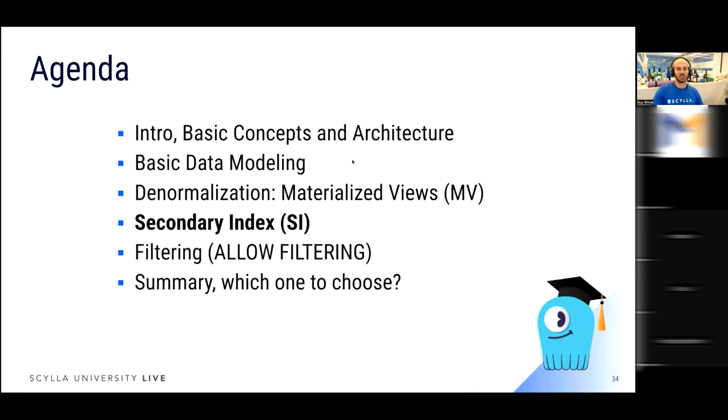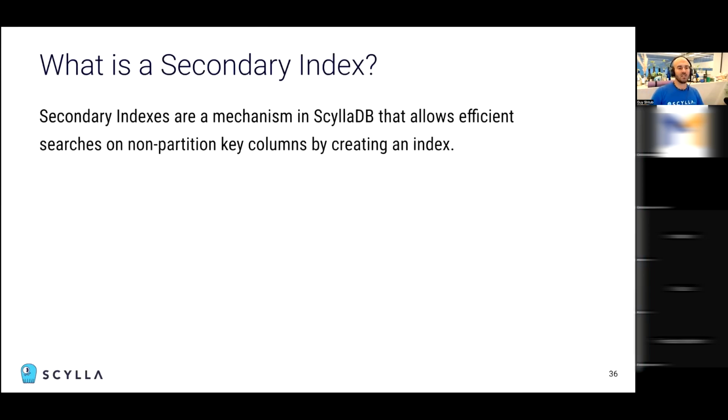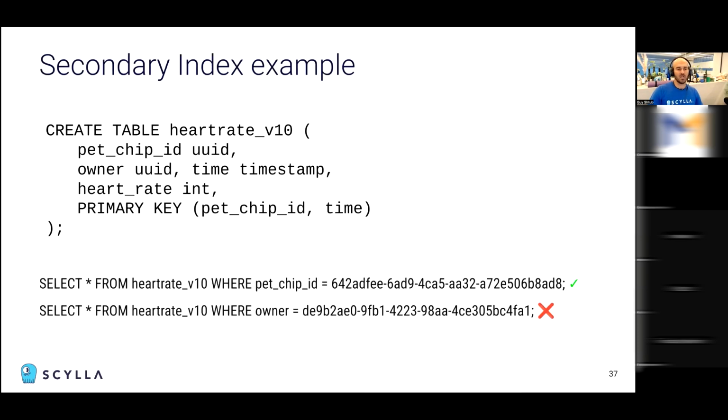Okay, let's talk about the second option. The second option is secondary index. So a secondary index is another way for us to denormalize data. And let's see how it works. Let's look at an example.